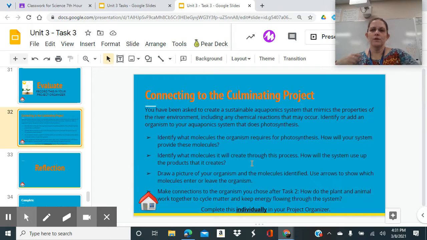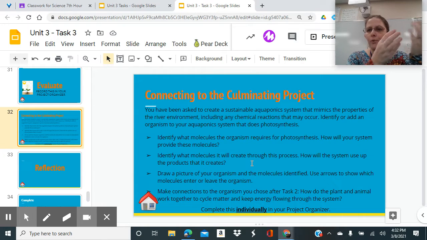those products. So the first thing you're going to do is, we've already added a fish or a plant, and now you're going to add the other thing. Okay, so you're going to add a plant, say for example. Then you're going to tell me what that plant requires to do photosynthesis. It's going to require light, sunlight, and it's going to require carbon dioxide, and it's going to require water.